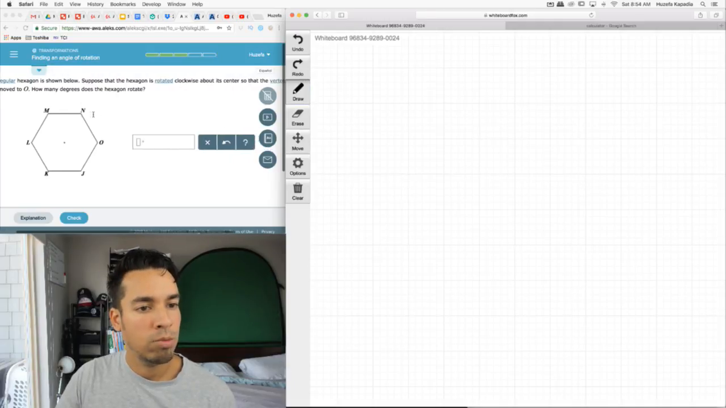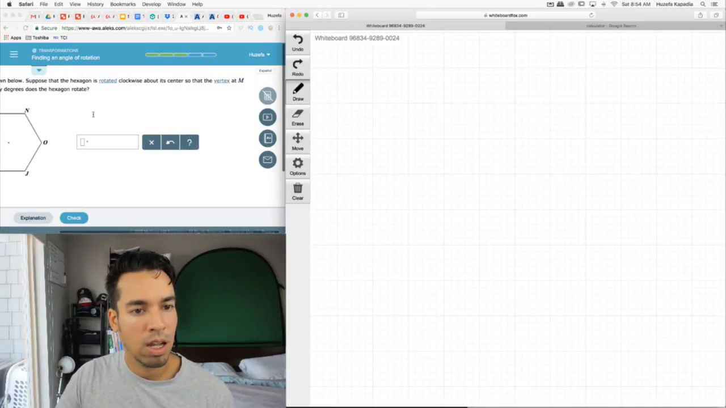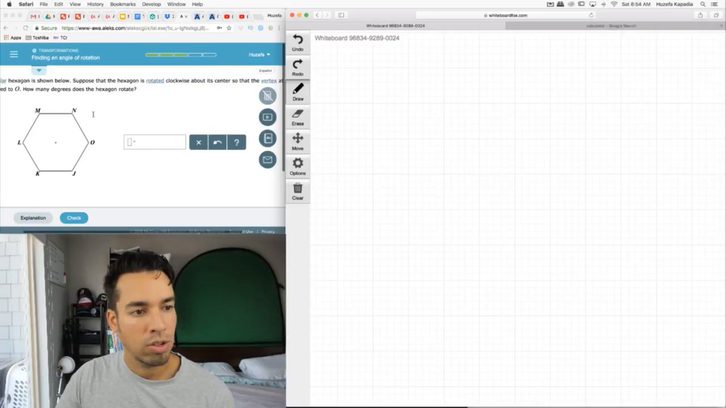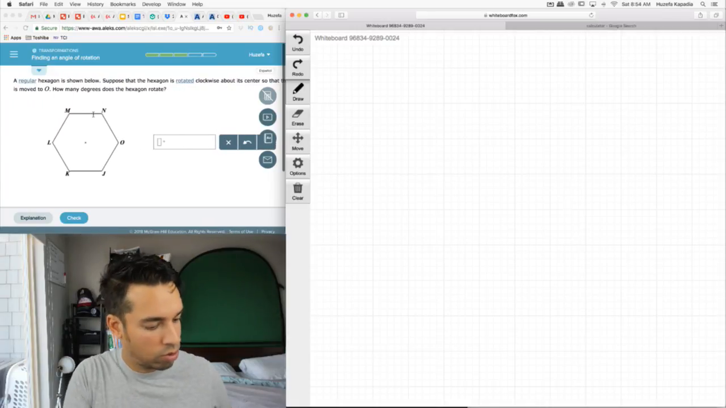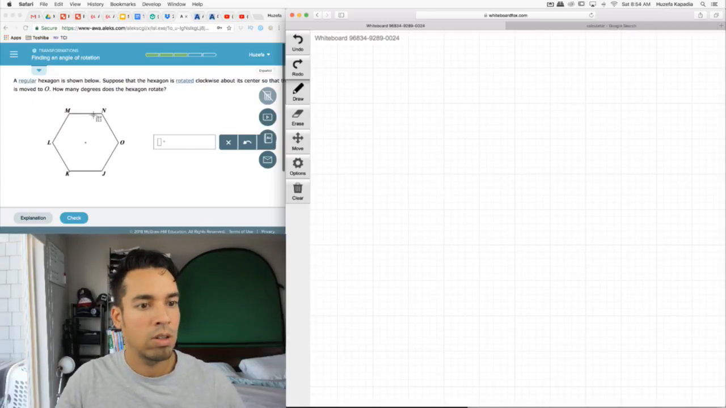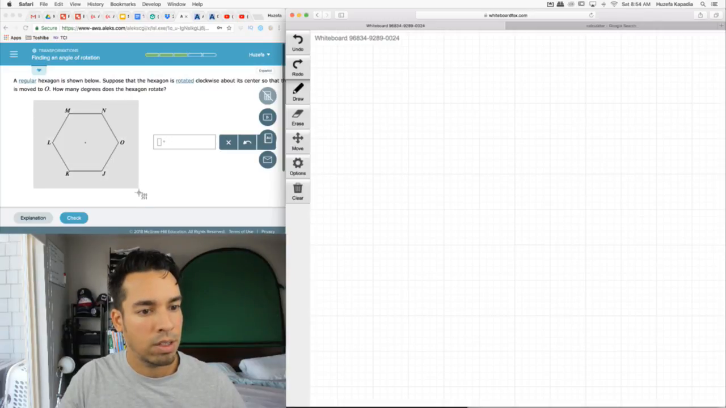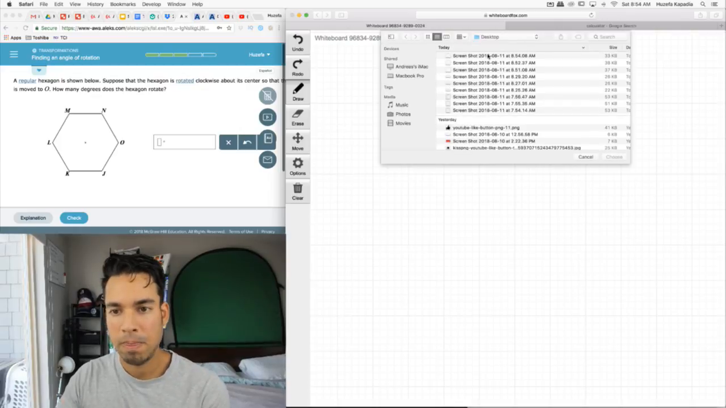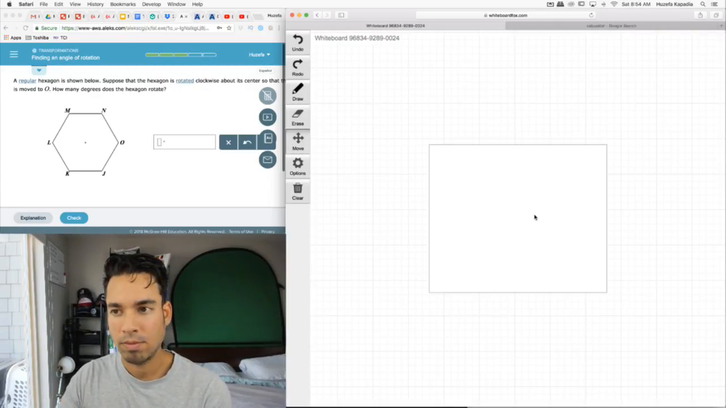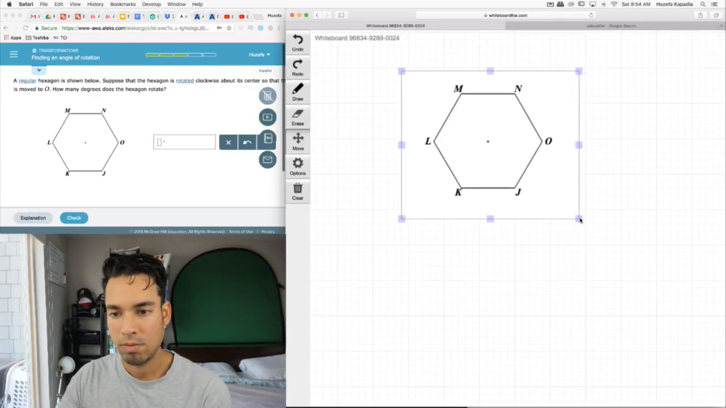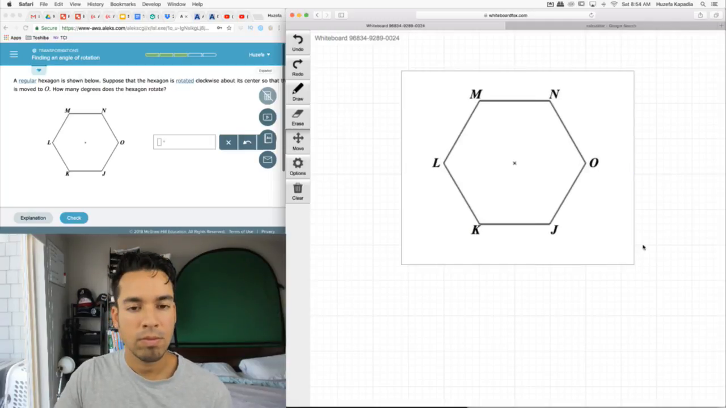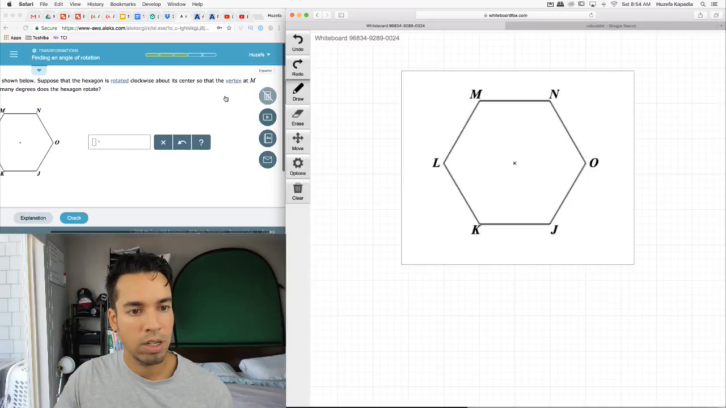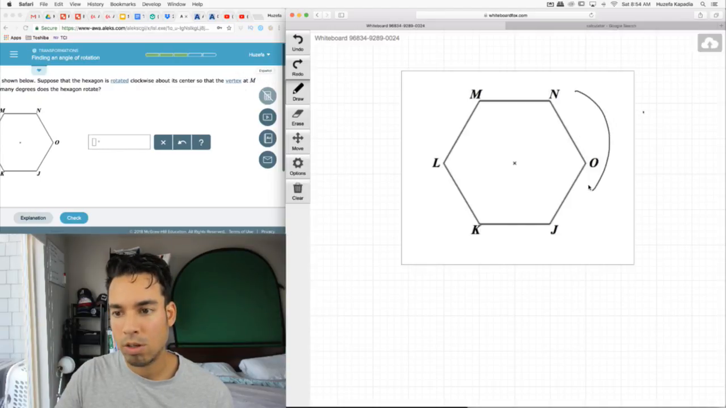A regular hexagon is shown below. Suppose that the hexagon is rotated clockwise about its center, so the vertex at M is moved to O. How many degrees does the hexagon rotate? All right. Rotated clockwise. So again, clockwise, we're talking about this direction, the same way a clock goes.